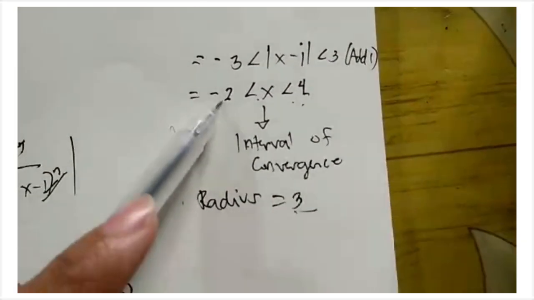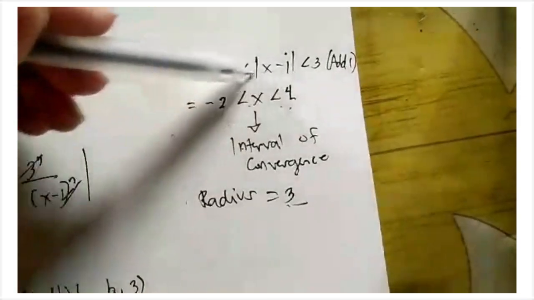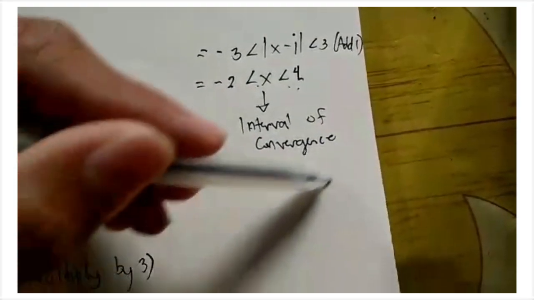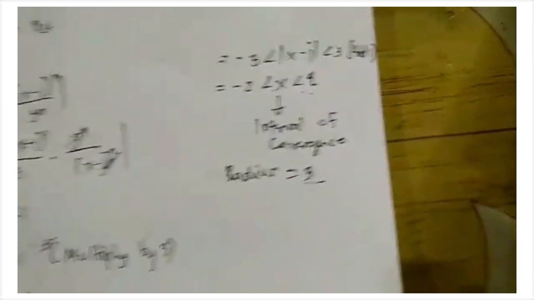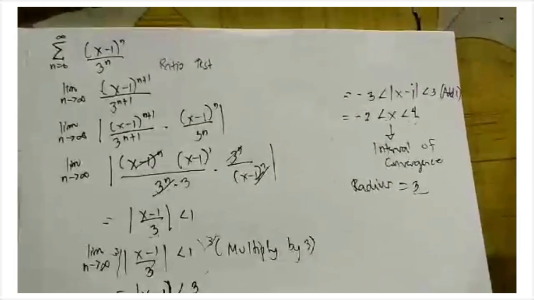So, we will get this. This will be our interval of convergence and the radius. That's all. I hope that you learned in this video.